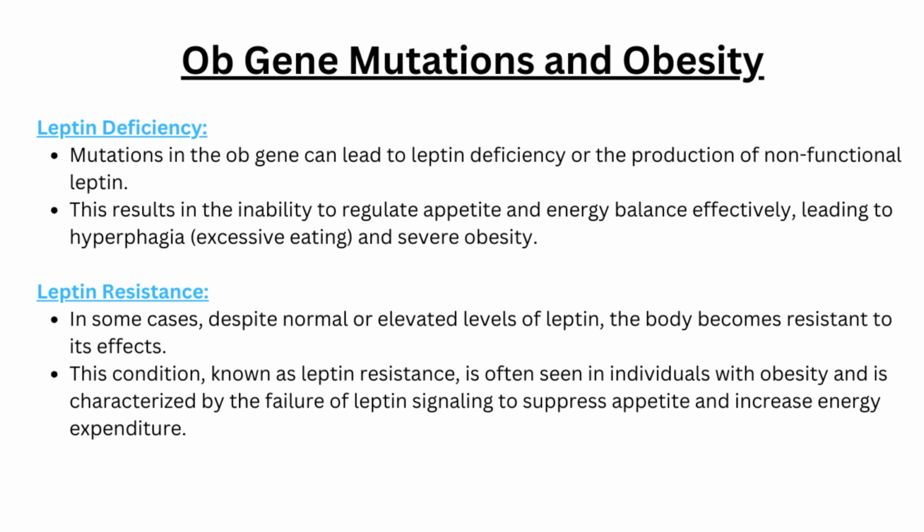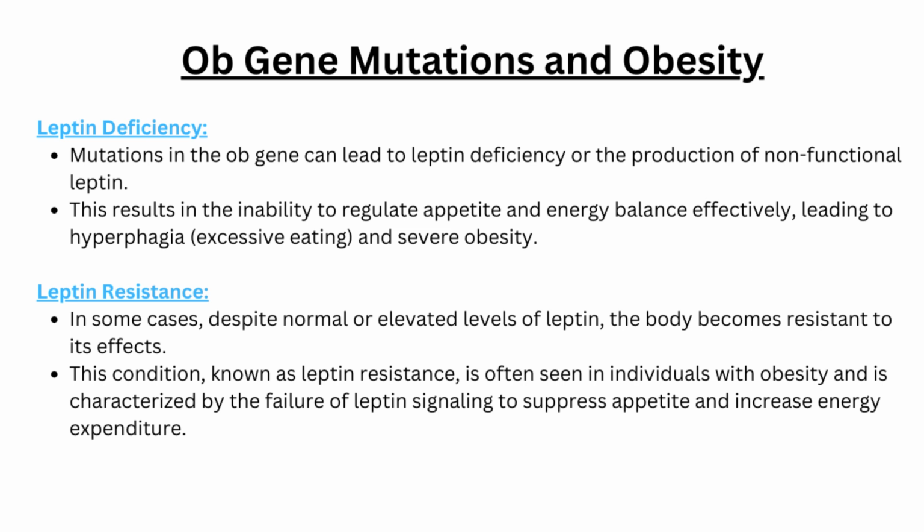Now let's understand the link between OB gene mutation and obesity. Leptin deficiency occurs when mutations in the OB gene result in either a deficiency of leptin or the production of non-functional leptin. This impairment disrupts the body's ability to regulate appetite and energy balance effectively, leading to hyperphagia, or excessive eating, and consequently severe obesity. Without functional leptin, the usual signals to reduce food intake and increase energy expenditure are lost.